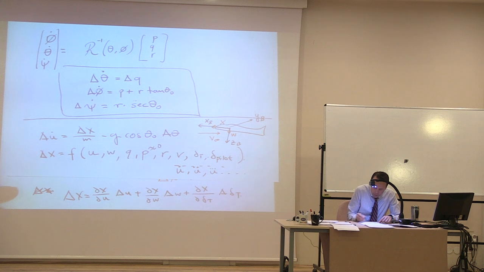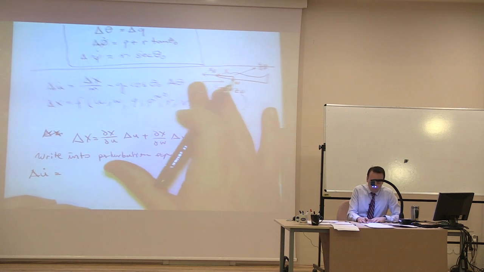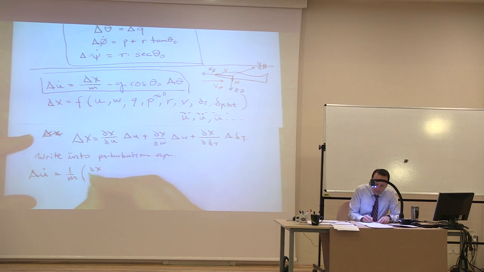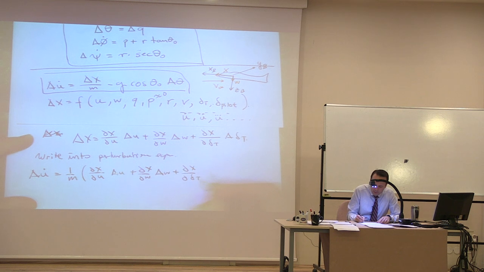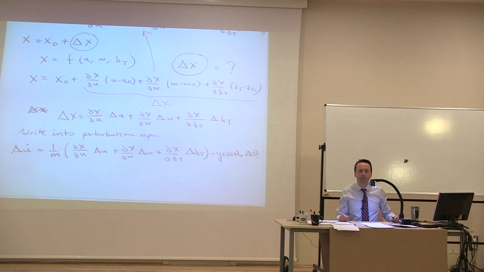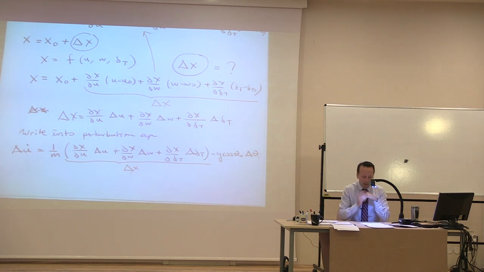Del u dot here is equal to this part, right? I'm going to write this into this perturbation equation now since I know del x. So it will be 1 over m, this part here, del x del u times delta u, plus del x del w times delta w, plus del x del delta t times delta delta t, minus g cos theta 0 times theta 0. Now, this is what my perturbation equation really looks like. And this part here is del x. Does it make sense? And because del x is a function of delta u, delta w, and delta pilot control thrust, whatever.